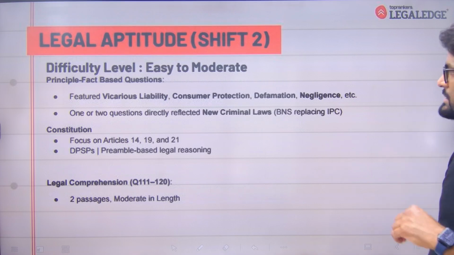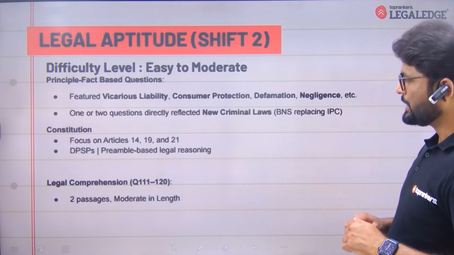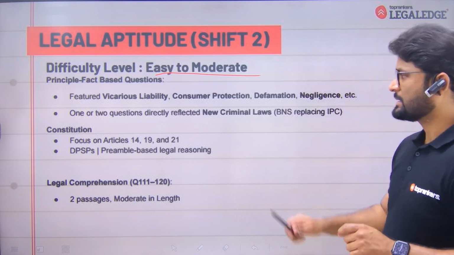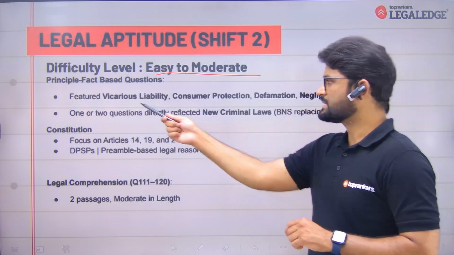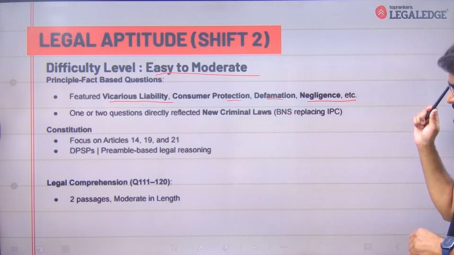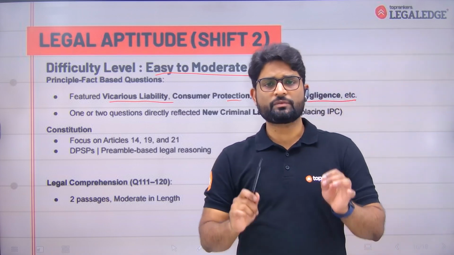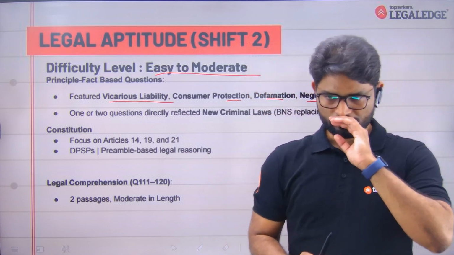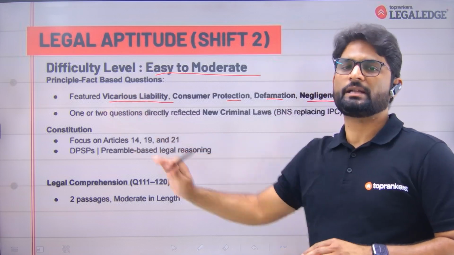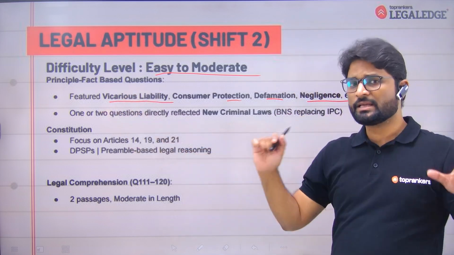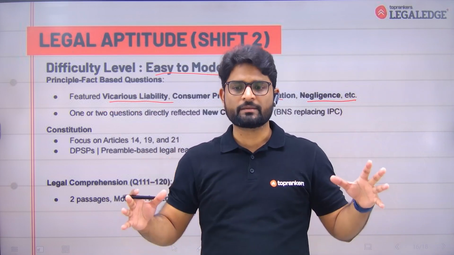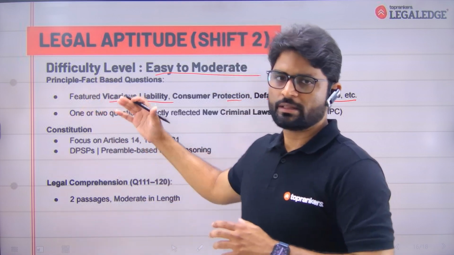Analyzing the last section, which is legal aptitude. Again, the section, according to us, was on easy to moderate lines. Principle and fact-based questions were asked. Similar to shift number 1, there were questions from vicarious liability, Consumer Protection Act, defamation, negligence, basic fundamental topics of legal reasoning. If you ever prepare for legal aptitude, these are the topics you will definitely cover. If you're hearing these words for the first time, there's nothing to worry. If you prepare for legal aptitude from any books, they will cover all these basics.